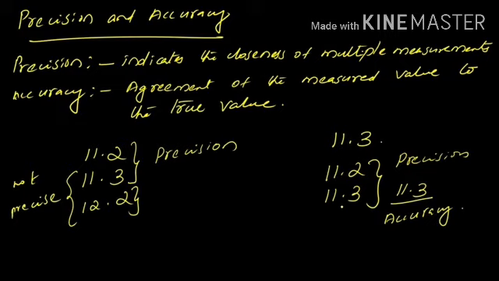So what is precision? What is a precise value? A precise value indicates the closeness of multiple measurements. The closeness of multiple measurements, we call it precision. Accuracy is the agreement of the measured value to the true value. If the true value and the measured value are somewhat equal, then we call that value the accurate value.